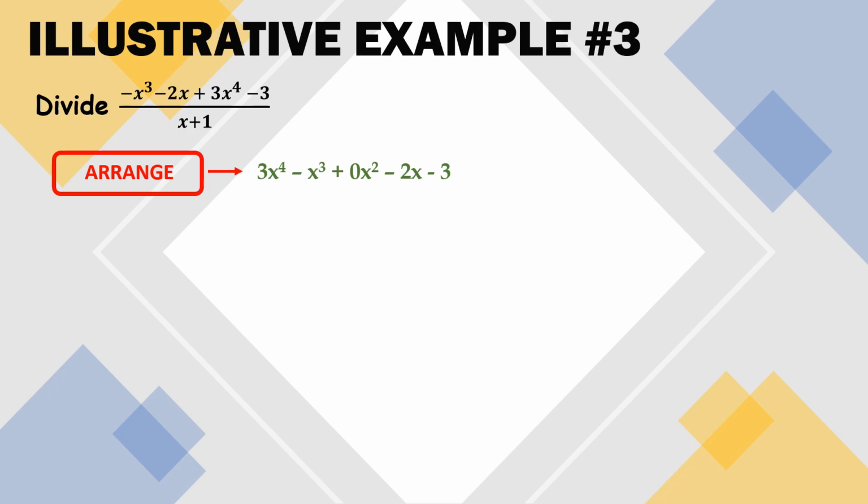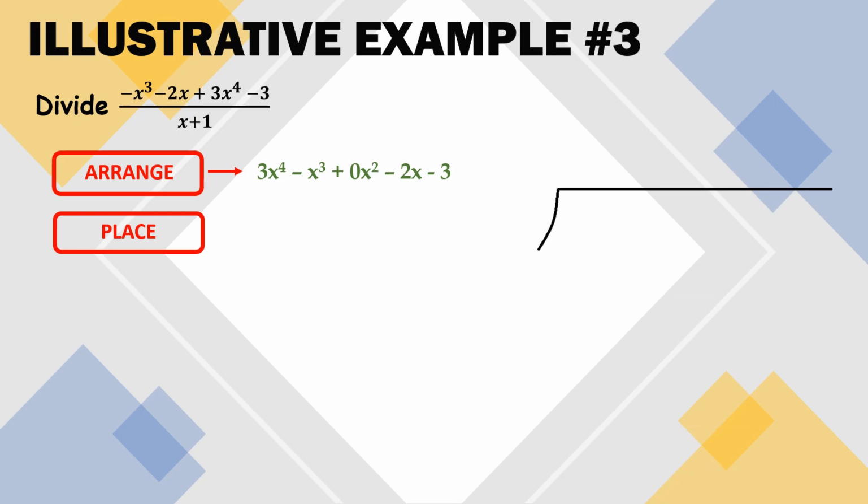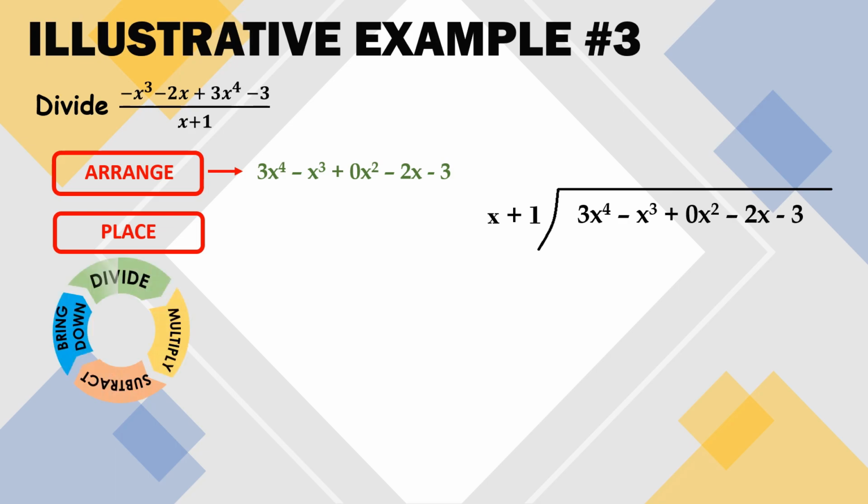After this, we're going to proceed with our step 2, which is to place the polynomial in your division bracket. So dividend inside, divisor outside. So we will have 3x raised to 4 minus x cubed plus 0x squared minus 2x minus 3 inside and x plus 1 outside. Then after this, we're going to use the division cycle: divide, multiply, subtract, bring down. We will start with the divide.